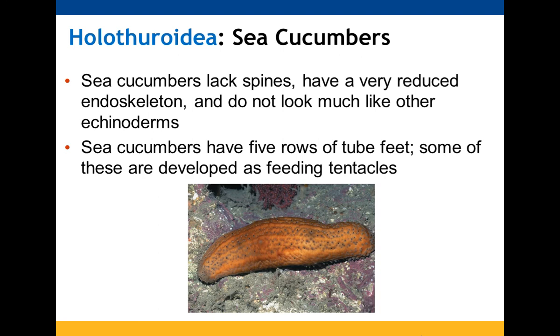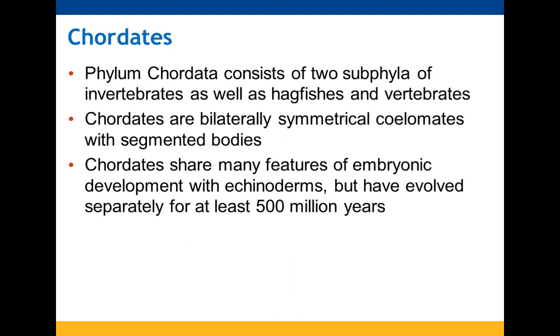Sea cucumbers. They do not have spines. They don't have as strong an endoskeleton, and they typically don't look a whole lot like the other echinoderms, but they have five rows of tube feet. And some of those are used as feeding tentacles.